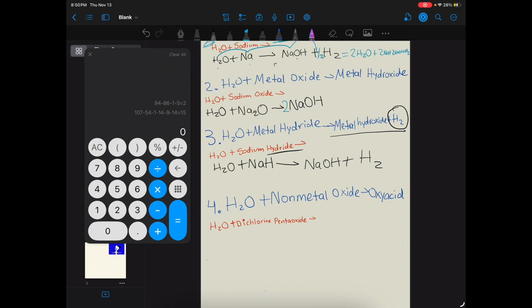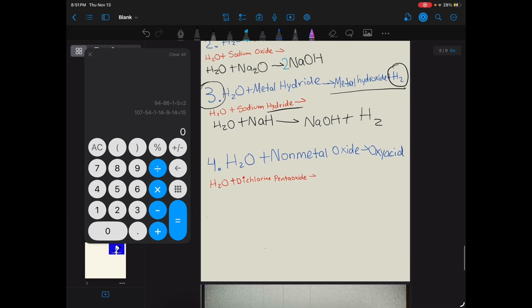And then how might we balance this? It's already balanced. Exactly, which is what you probably were thinking. So for this trend 3, we do not have to do any balancing.